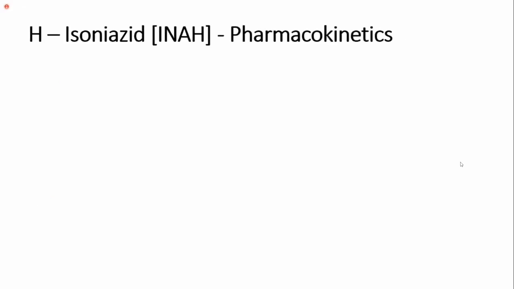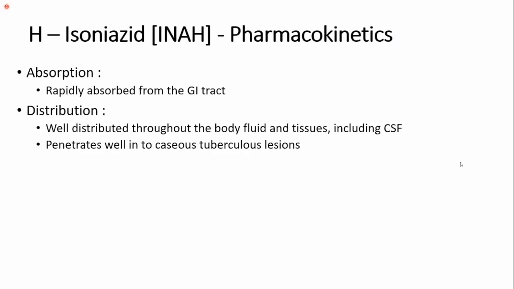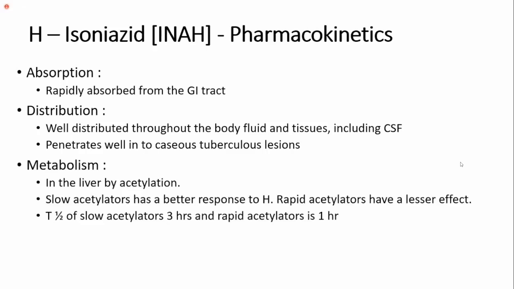And with regards to the pharmacokinetics of isoniazid, isoniazid is given orally, it will be well absorbed, and it will be distributed throughout the body, including the CSF, so it crosses the blood-brain barrier. And also it has the ability to penetrate into the caseous tuberculous lesions that we have at several parts of the body. And it is metabolized by the liver by acetylation.